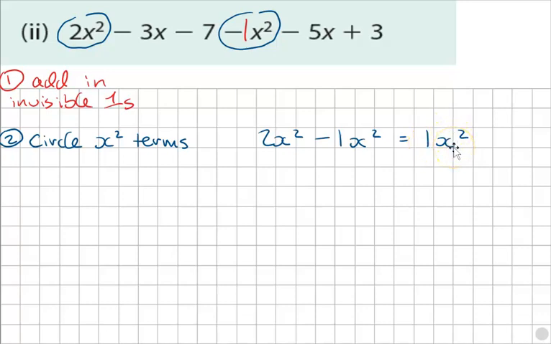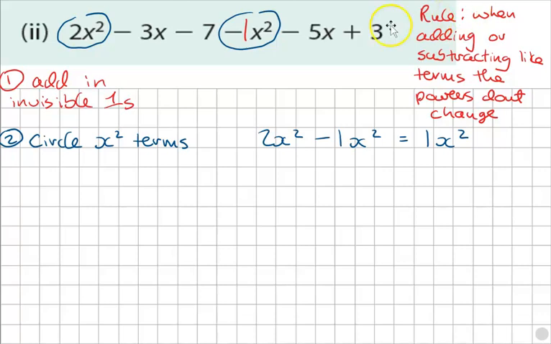When we are adding or subtracting like terms, the powers do not change. So the rule that you must learn off is, when adding or subtracting like terms, the powers don't change. And this can be confusing because when we're multiplying terms, the powers do change. So if you're adding or subtracting, the powers do not change. You have to learn that off by heart. So if we have x squared here, and we're subtracting an x squared, we still have an x squared at the end.